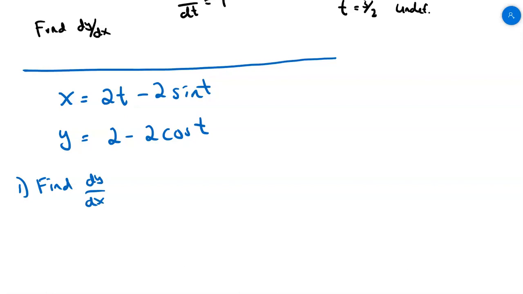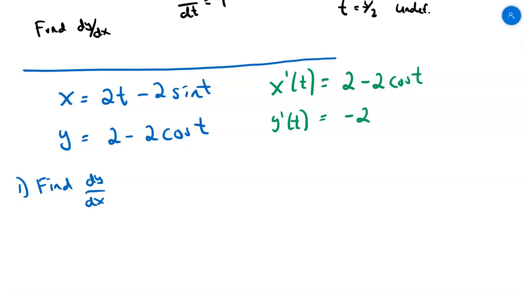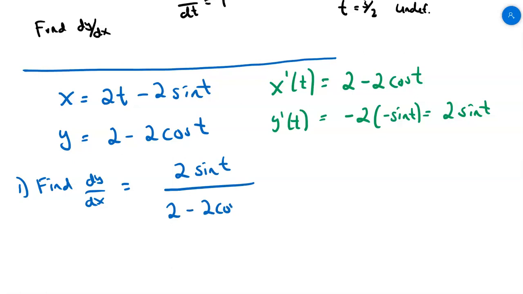I could come over here and find x prime of t first, right? The derivative of x with respect to t is going to be 2 minus 2 times the cosine of t, right? The derivative of sine is cosine. Over here, if I find y prime of t, I'll end up with a 0 minus 2, and the derivative of cosine is negative sine. So I end up with 2 times the sine of t. Right, take those two and divide them, but divide them in the right order. Put the y on top, so I get 2 sine of t. On the bottom, I get 2 minus 2 cosine of t.